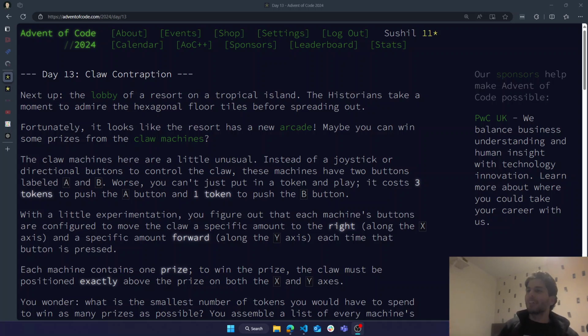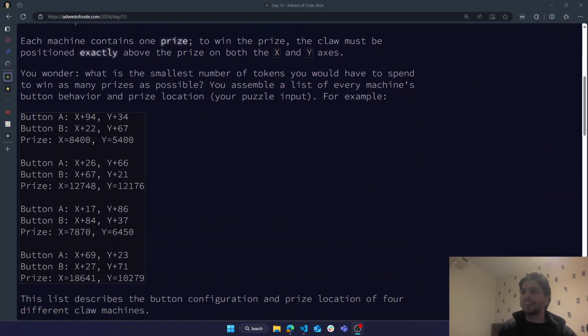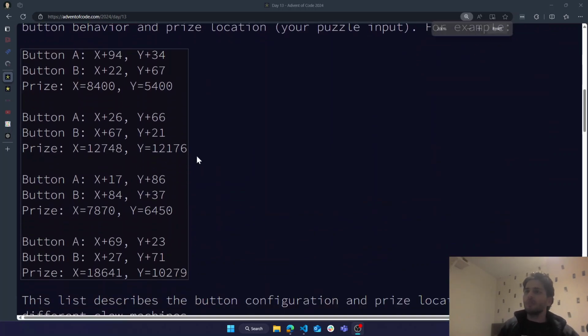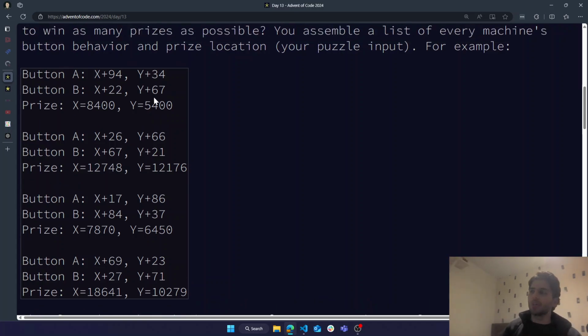13. And the question is basically you're given this input, you press the buttons this many times to get this answer. So if you press button A, you will move 94 times in the X direction and you'll move 34 times in the Y direction. Button B, same thing, you'll move 22 times in the X direction and whatever times in the Y direction, right? And the prize is at these positions. So all we have to find is the minimum number of tokens that we need to use to get to those points.